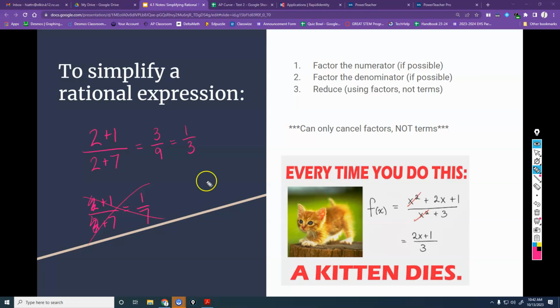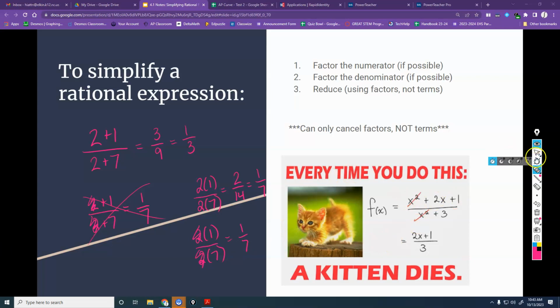Now, could I do that if I have 2 times 1 over 2 times 7? 2 times 1 over 2 times 7 would be 2 over 14. And 2 over 14 would be 1/7 if we reduced it, right? So if I have things that are multiplied, I can just cancel out that 2 divided by 2 and just get 1/7. Those are both correct, but they must be multiplied first.